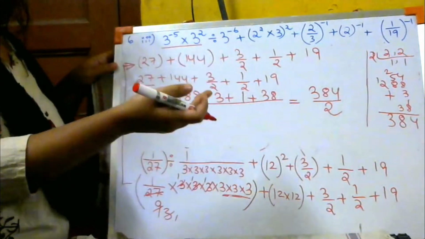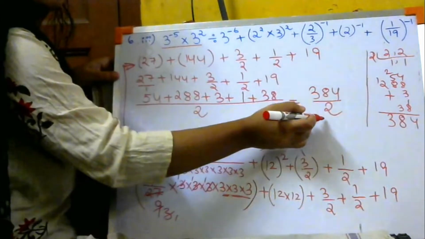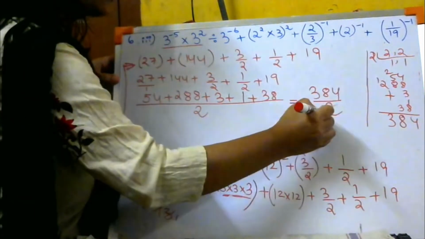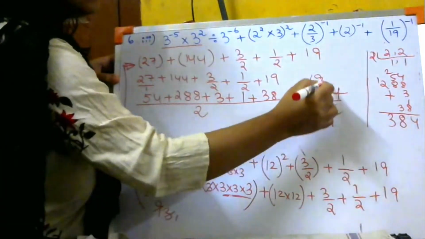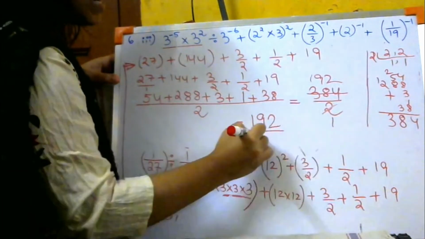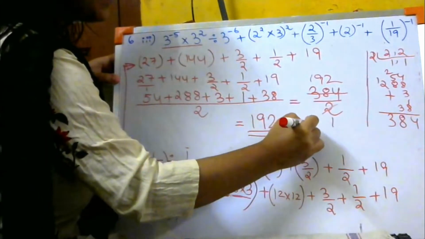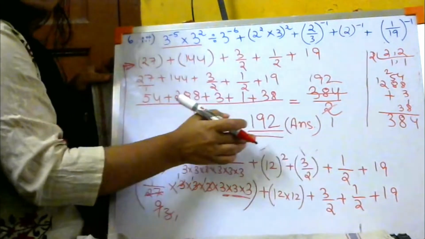Now let us see whether it gets reduced by 2 or not. It will, because the last digit here is 4 and here it is 2, so it will get reduced by 2. So 2 1s are 2, here it will be 192. The answer is 192. You will write it down like this: Answer. Write beside it that this is the answer.